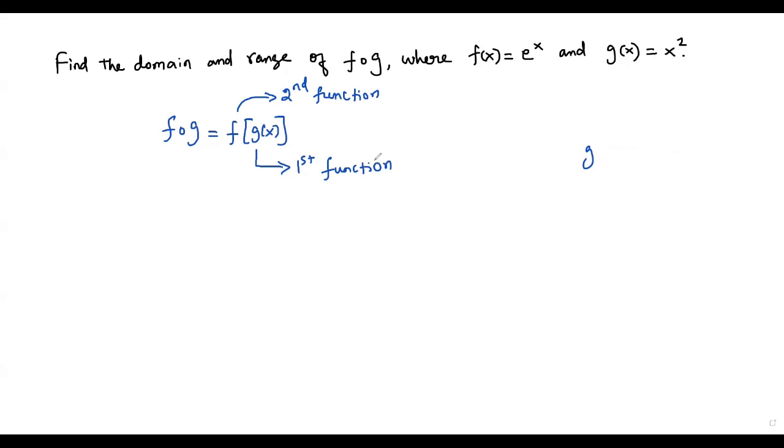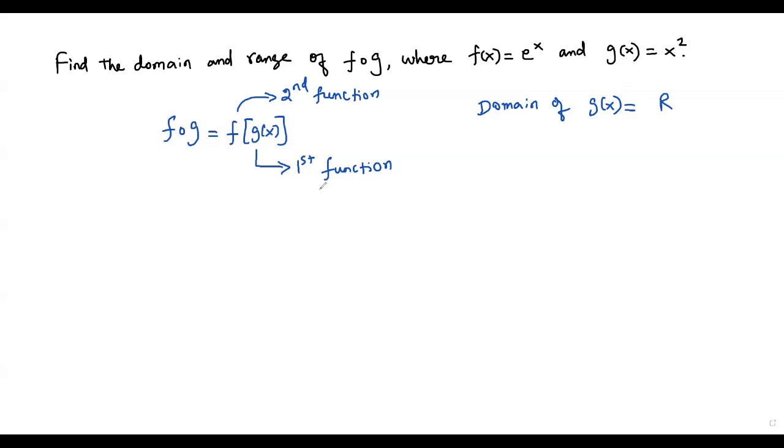Now, to get the domain of a composite function, I have to get the domain of the first function. In this case, g of x is the first function. So I have to write the domain of g of x. Just now we discussed that the domain of the function g of x is the set of values of x for which g of x is defined. Here g of x is defined for all real values of x, because in x squared, if I plug in any real value for x, I will get a defined value. So the domain of g of x is all real values.